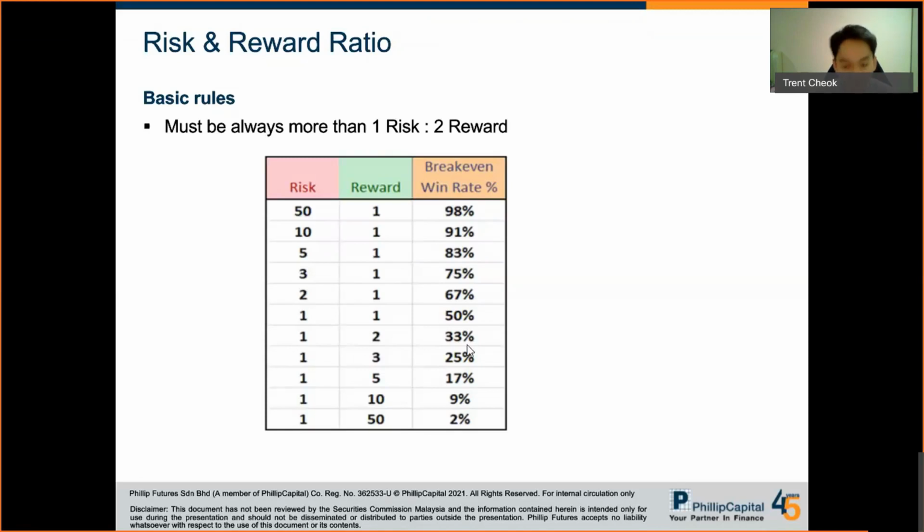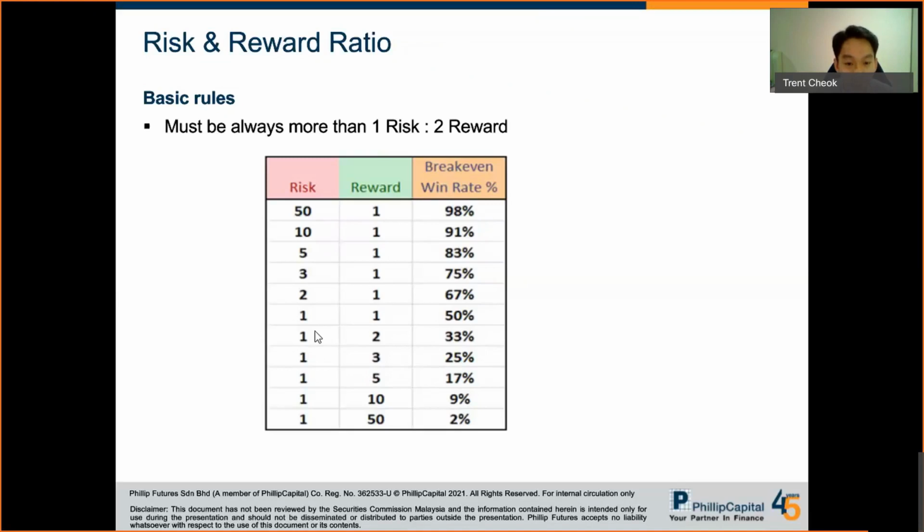And if you are an even better trader, you manage to identify a better setup. Maybe your risk and reward is 3 to 1. You only need to win a quarter of the time, which is 25%. Out of 10 trades, you need to win like 3 trades. If you can win 3 out of 10 trades, you actually consider quite a good trader if you manage to get a risk to reward of at least 3 to 1.